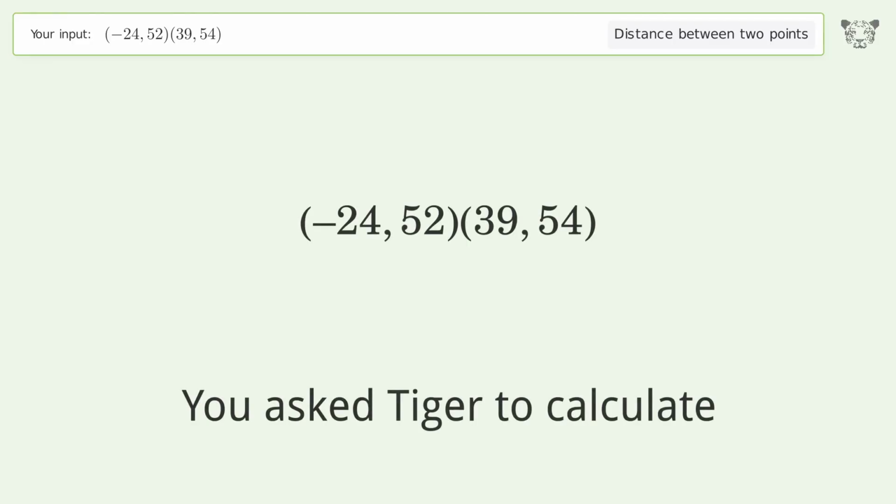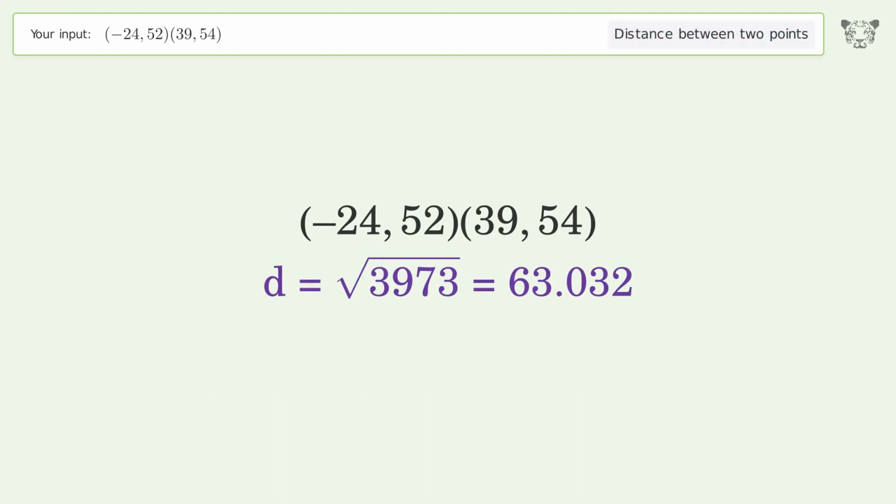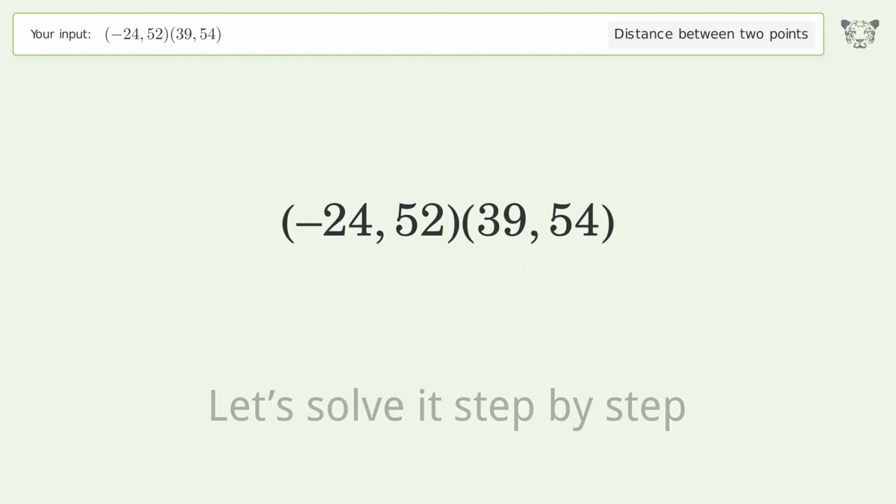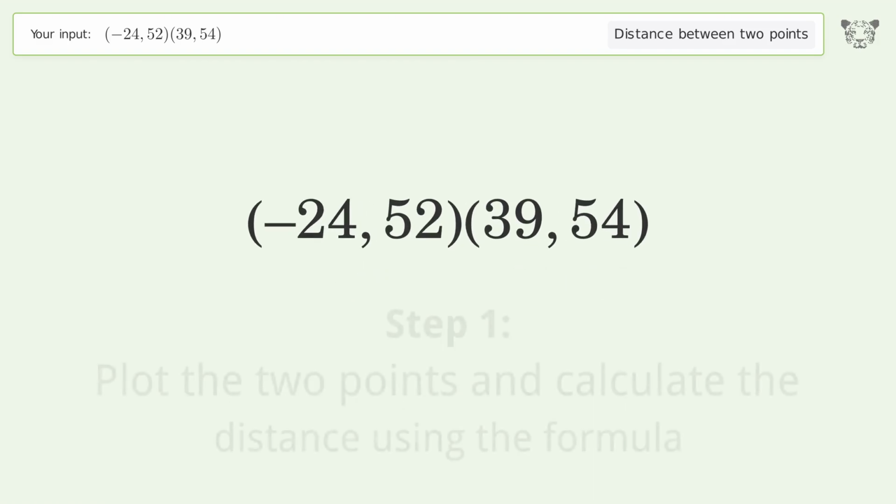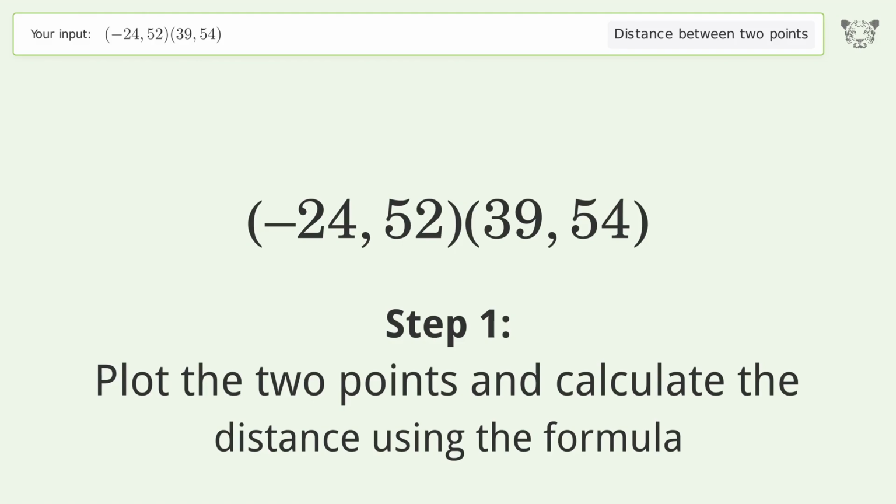You ask Tiger to calculate the distance between 2 points. The distance between the 2 points is the square root of 3,973, or 63.032. Let's solve it step by step. Plot the 2 points and calculate the distance using the formula.